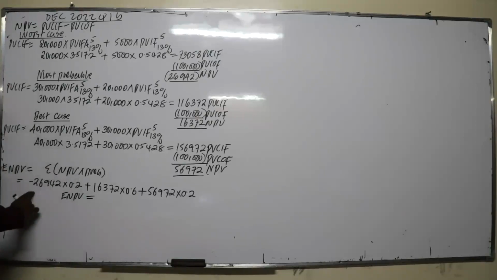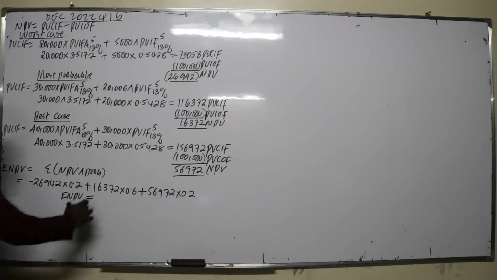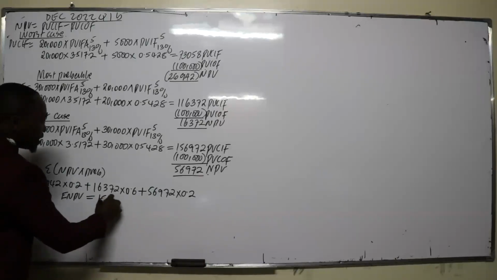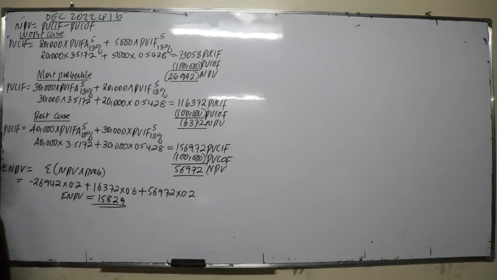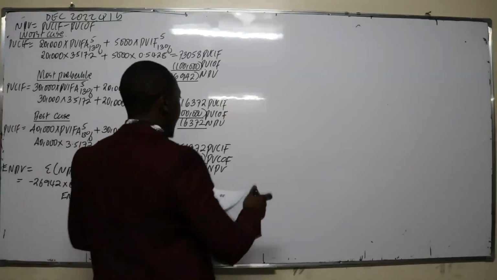The first one is negative, eh? What's that? Sorry? 15.8? Let's work with that. So that's the expected NPV.